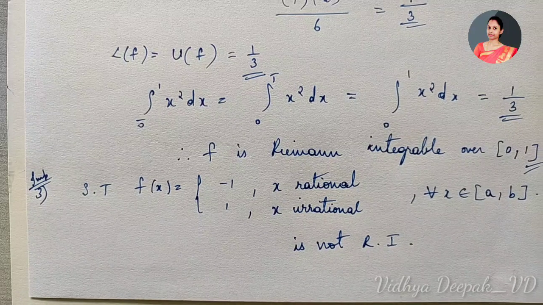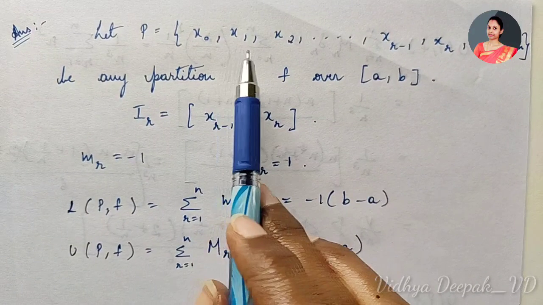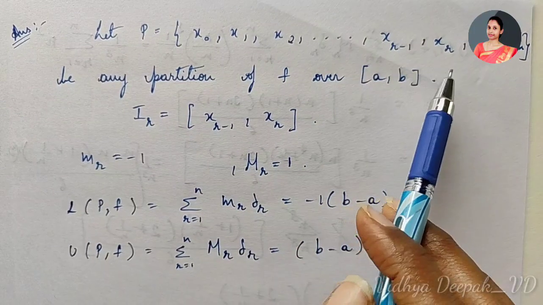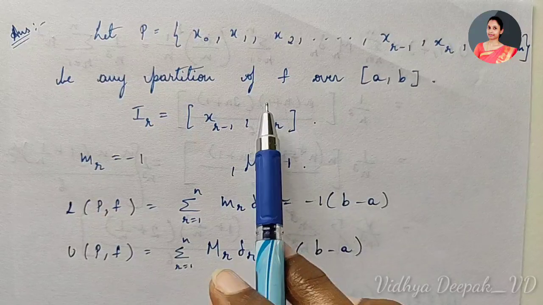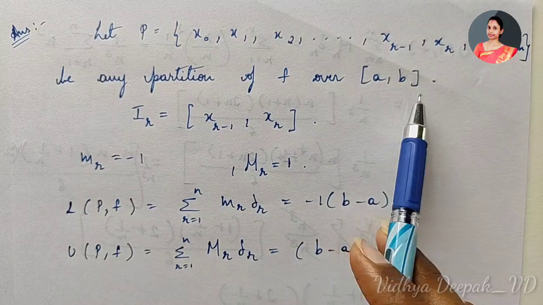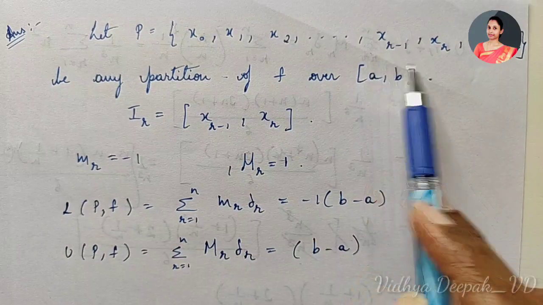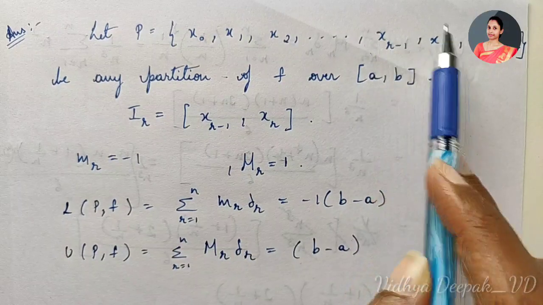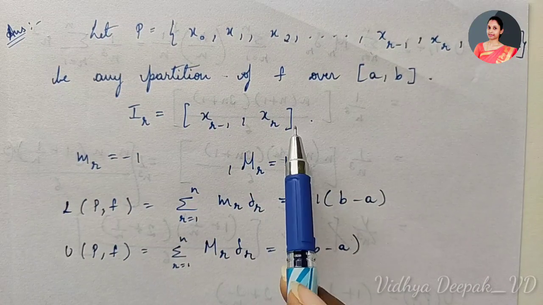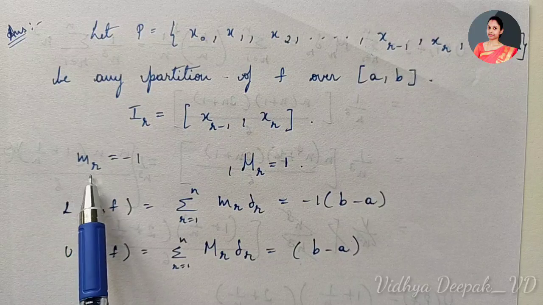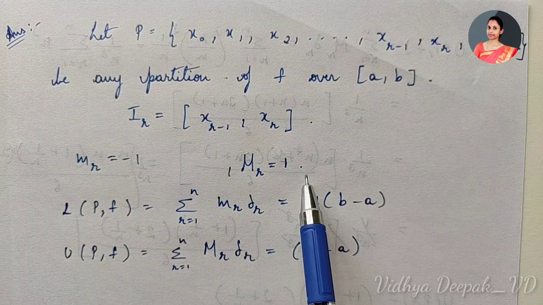Okay, so I'm considering a partition P which is x0, x1, x2, etc. up to xr minus 1, xr, etc. up to xn. This is a partition of f over the interval a comma b. This is my subinterval Ir. I'm taking some interval which is there in between. So xr minus 1 comma xr is my subinterval which I am considering. I am taking mr, that is the infimum, to be minus 1 and the supremum to be plus 1.